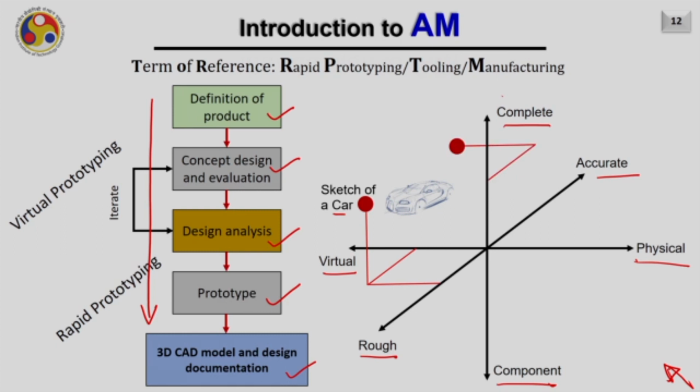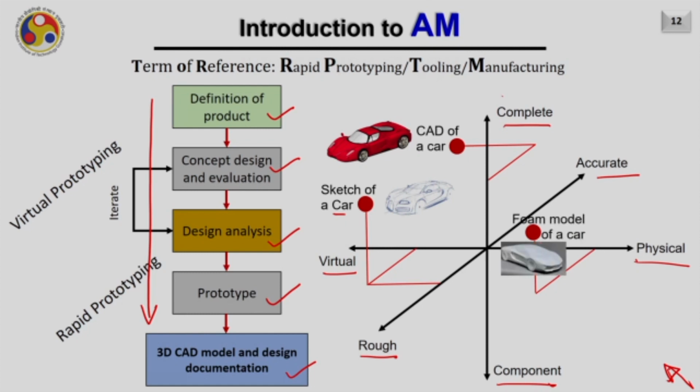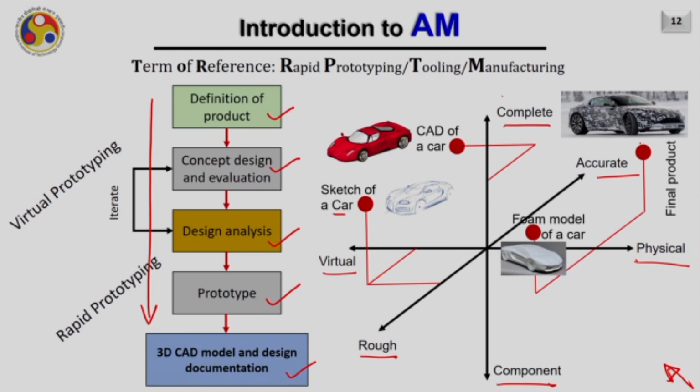Another example, if it is accurate, not rough, very accurate, complete, but virtual, means the example could be a CAD model of the car. Then it could be physical, rough but complete. In that case, it will be nothing but a prototype of the car, such as a prototype of wood, wax or thermocol. Also, it could be physical, accurate and complete. In that case, it will be nothing but the final product.